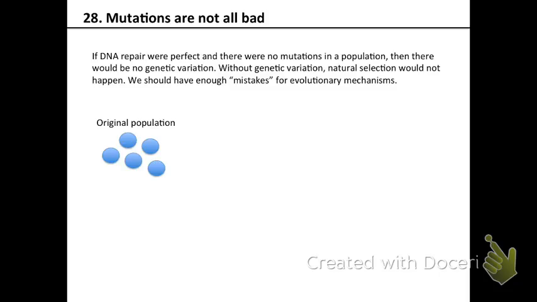We want to be different from each other. So without genetic variation, natural selection would not happen. So natural selection selects for differences that give them some kind of advantage, right? So we should then have enough mistakes in a population to allow the evolutionary mechanisms to work.